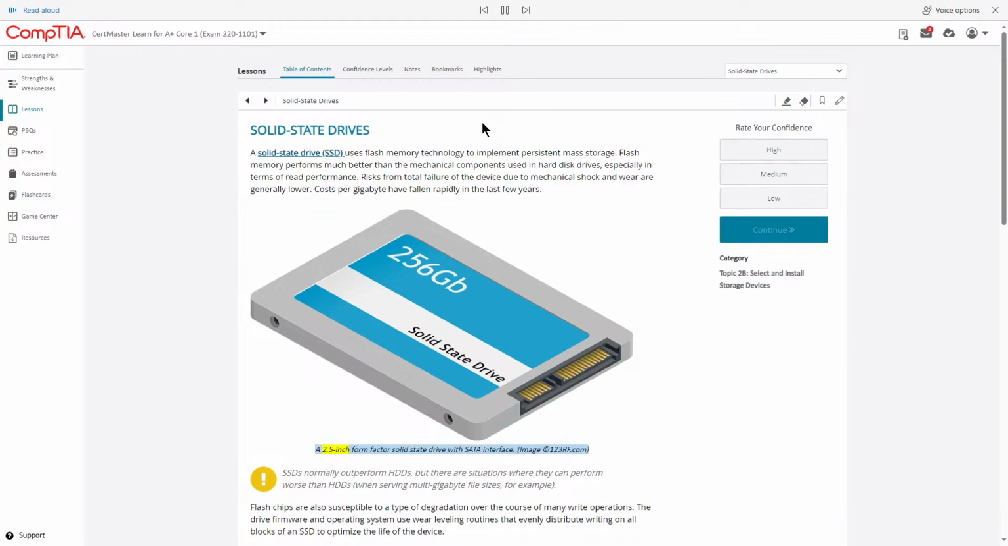A 2.5-inch form factor solid-state drive with SATA interface. SSDs normally outperform HDDs, but there are situations where they can perform worse than HDDs, when serving multi-gigabyte file sizes, for example. Flash chips are also susceptible to a type of degradation over the course of many write operations. The drive firmware and operating system use wear leveling routines that evenly distribute writing on all blocks of an SSD to optimize the life of the device.